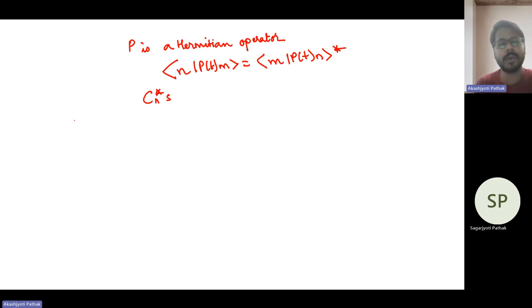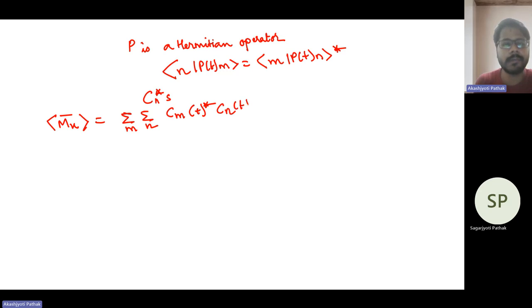So what is the average expectation value of the operator that we have to do, and how do we get that? The average of the expectation value of an ensemble of spins will be given as the summation over m, summation over n, of c_m(t) star c_n(t) average, times the matrix element m, x, n.